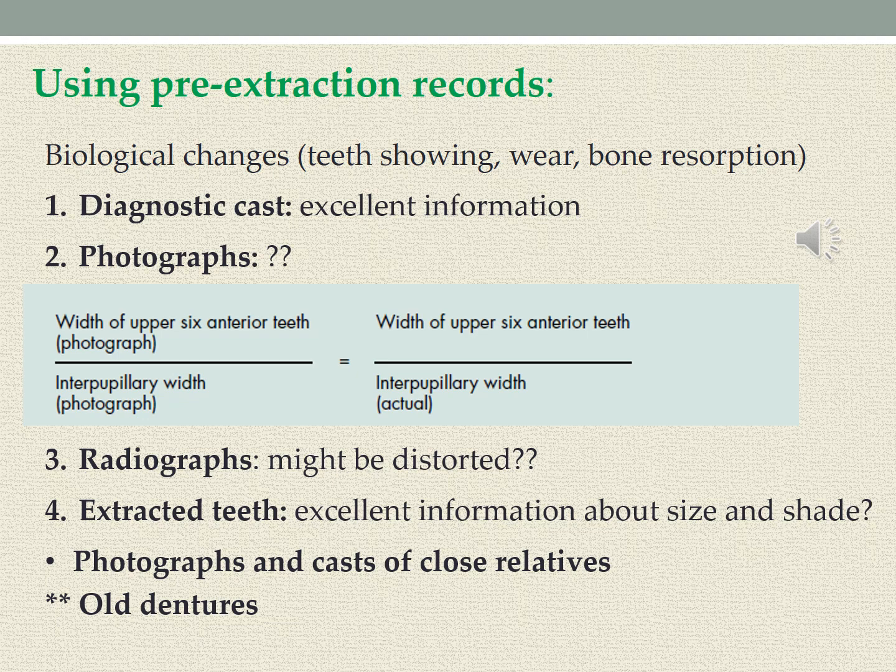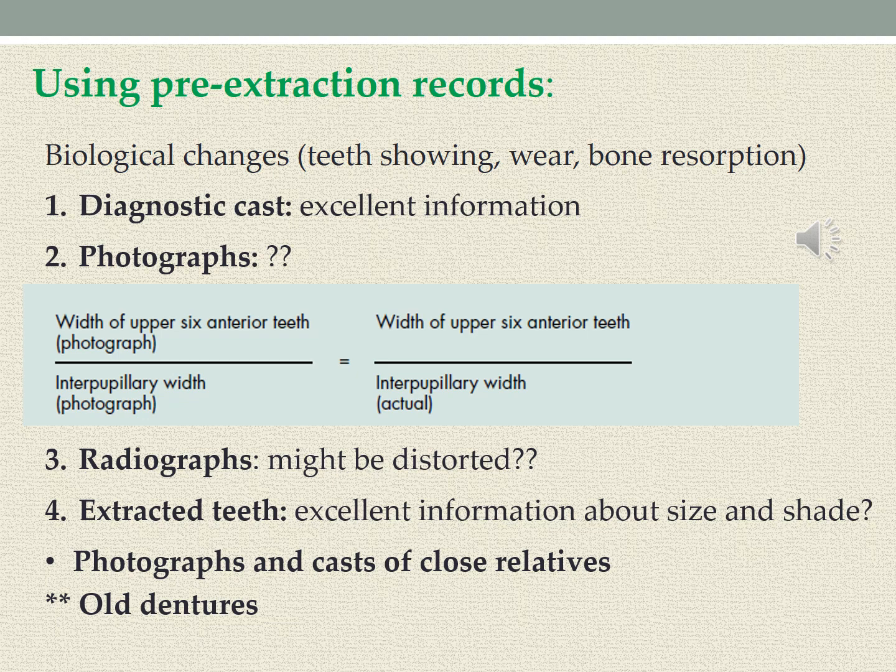The pre-extraction records include diagnostic casts before the extraction of teeth, and these will provide excellent information on the shape and size, the height and width of the anterior teeth. Photographs. When we use photographs, we need good photographs of good quality, and they must show the upper 6 anterior teeth. And we can do a mathematical equation. So the width of upper 6 anterior teeth in the photograph divided by the interpupillary width on the photograph should equal the width of upper 6 anteriors divided by the interpupillary width, the actual one measured on the patient's face. Okay, so we need to have excellent photographs showing the upper 6 anterior teeth and to do these measurements on the patient.